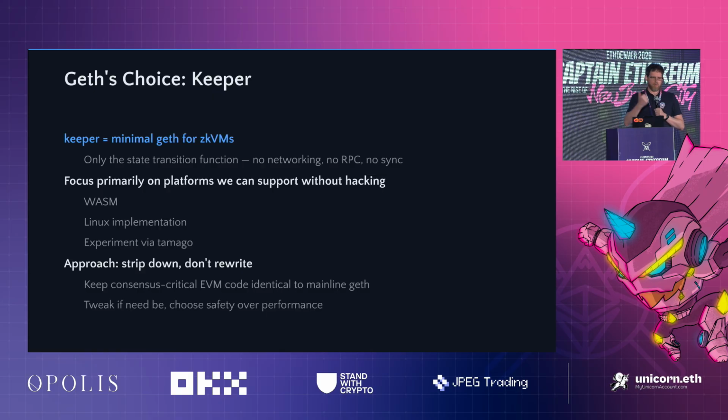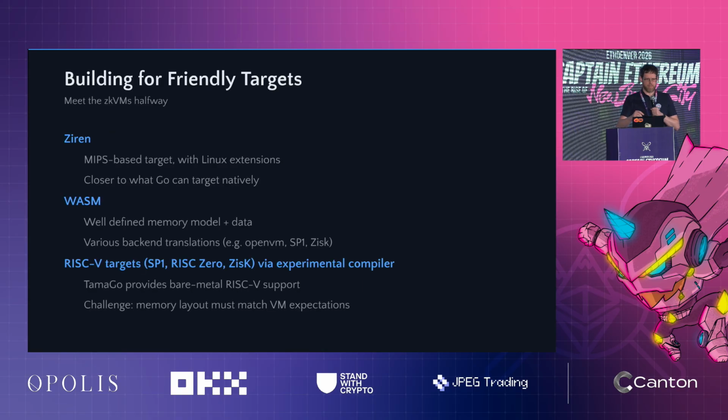So we're going to target WASM. We're going to target the one zkVM that did the Linux compatibility implementation, and then we're going to do some experiments with a compiler called Tamago. But it's more experimental at this stage. So the friendly targets: there's Zyren, which is a MIPS-based implementation, and shout out to them because they've been very proactive in implementing the Linux kernel interface.